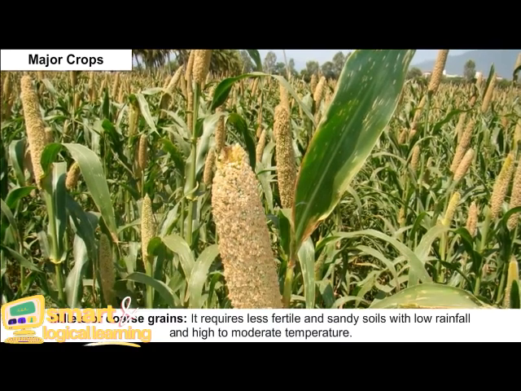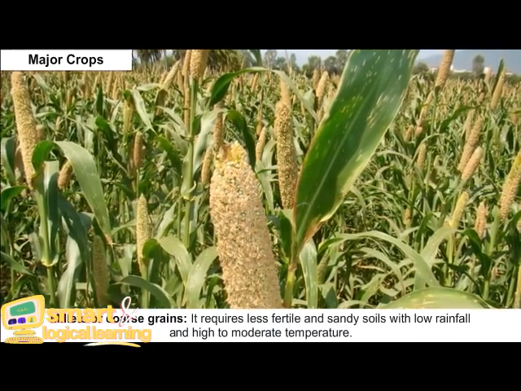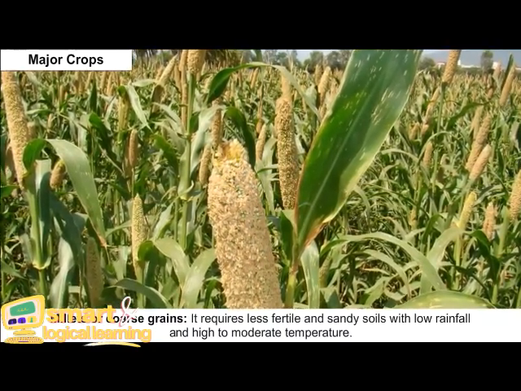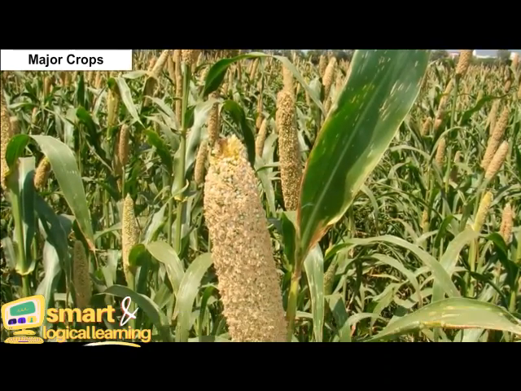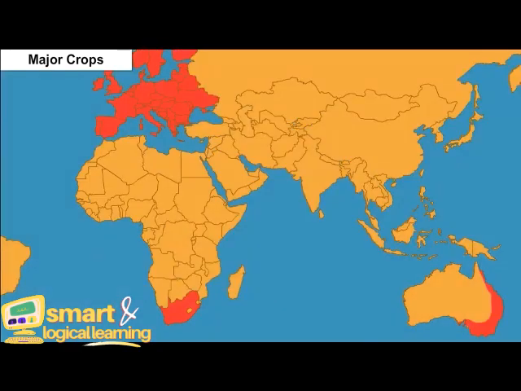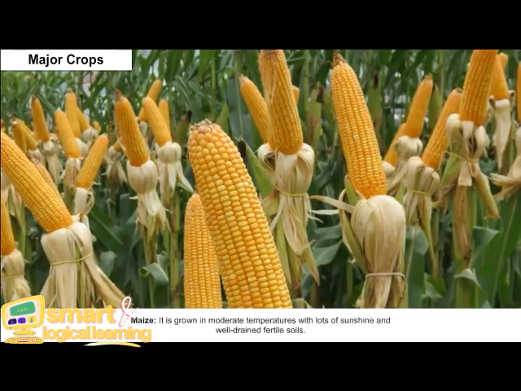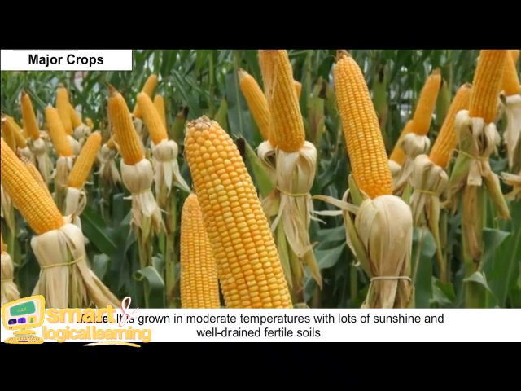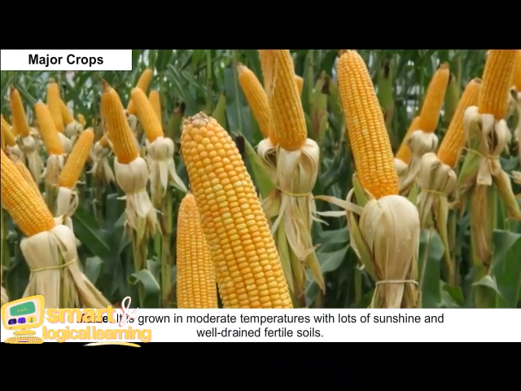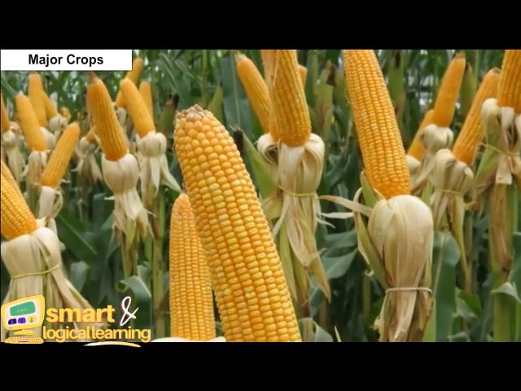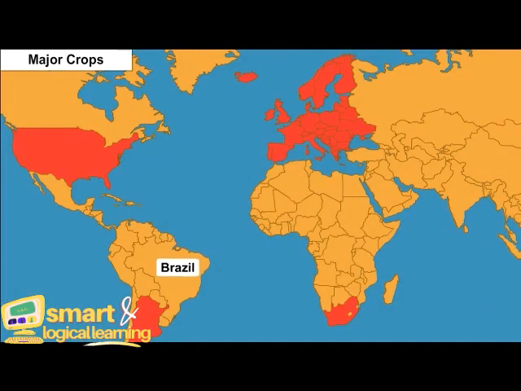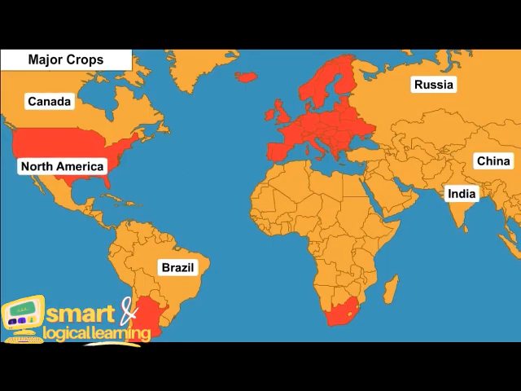Millets and coarse grains. It requires less fertile and sandy soils with low rainfall and high to moderate temperature. Millet is a popular crop in the countries India, Nigeria and China. Maize. It is grown in moderate temperatures with lots of sunshine and well-drained fertile soils. It grows best in Brazil, China, Russia, Canada, India and North America.